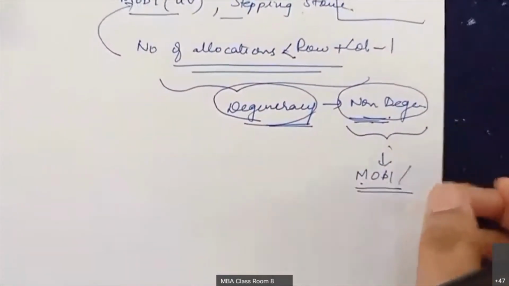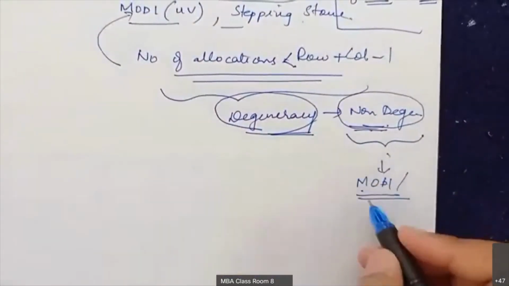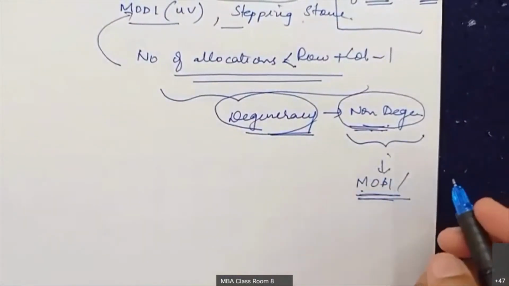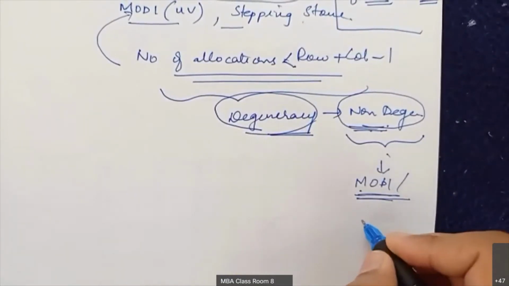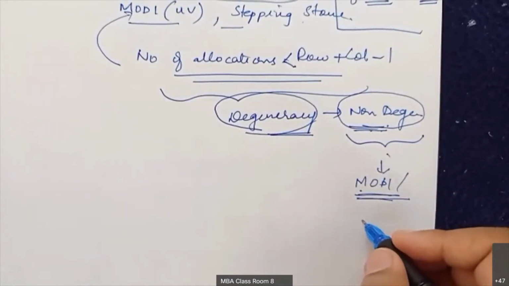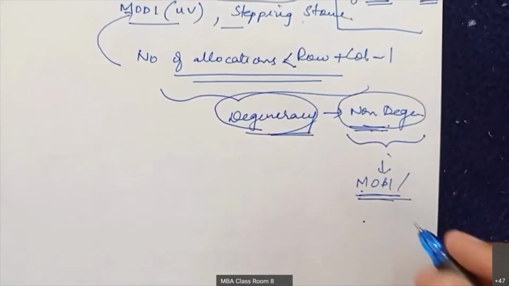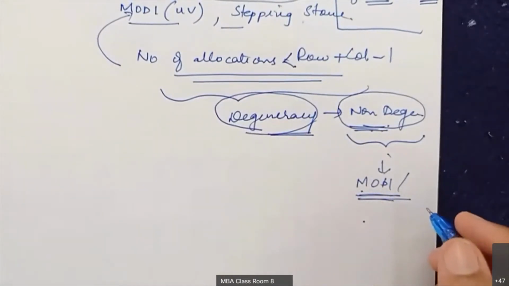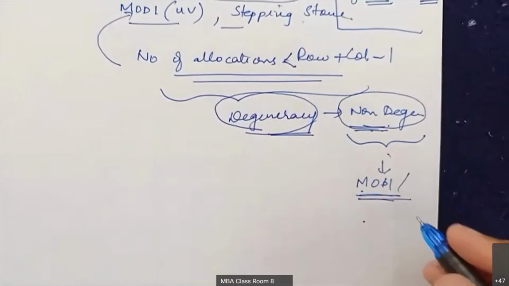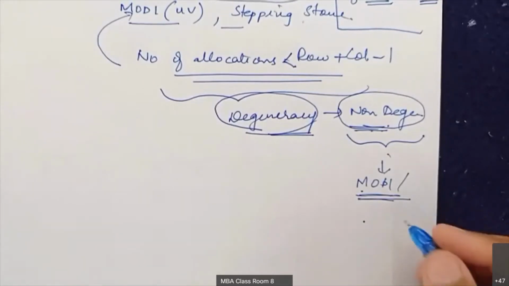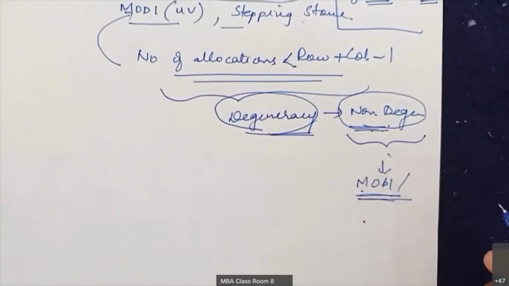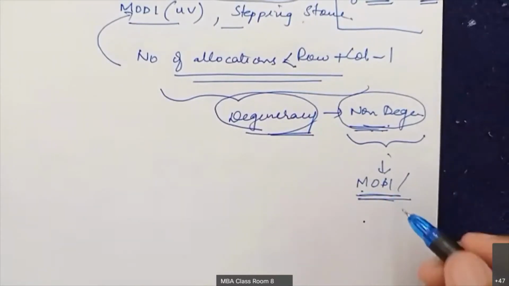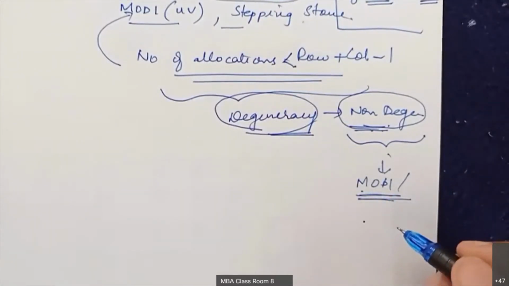Not only that, in each stage of the MODI method, if there are more than one iteration, in each stage we need to check whether our solution is non-degenerate or not. Only then can we check for optimality. So in the second iteration, if you find again it is a degenerate solution, then you need to convert it into a non-degenerate solution, and again test for optimality using the MODI method.